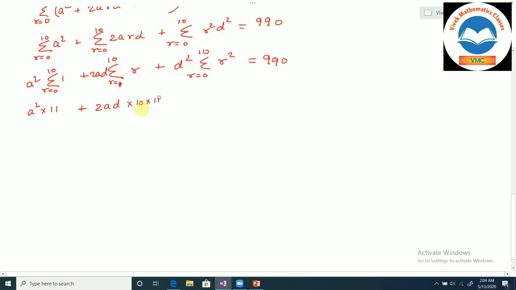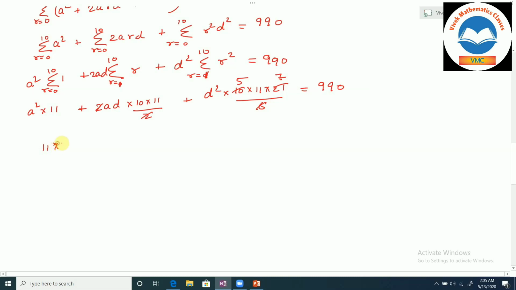10 into 11 divided by 2 plus d square into, here also we can start from 1. Then you will get n into n plus 1 into 2n plus 1 divided by 6, 10 into 11 into 21 divided by 6, and this will be equal to 990. So 2 will be cancelled out here, and this 6 also we can cancel, 5 and here 7, and we will get 11 a square.